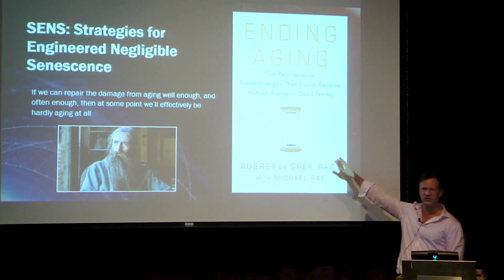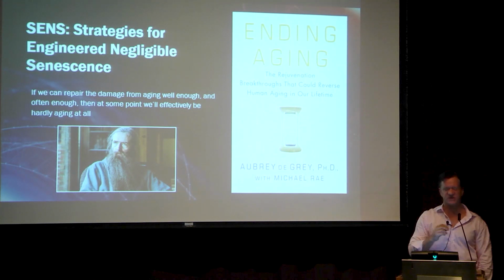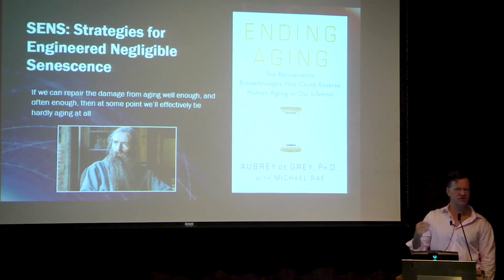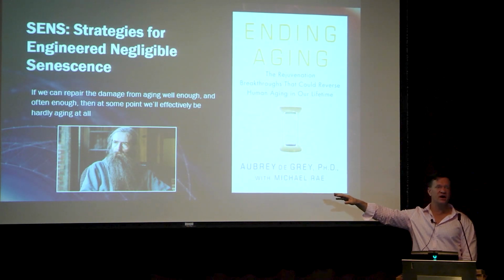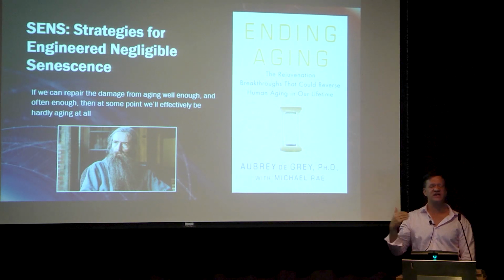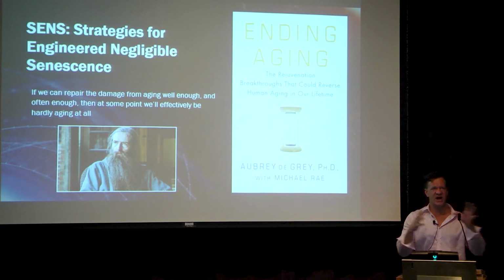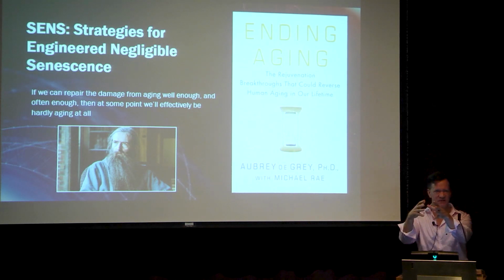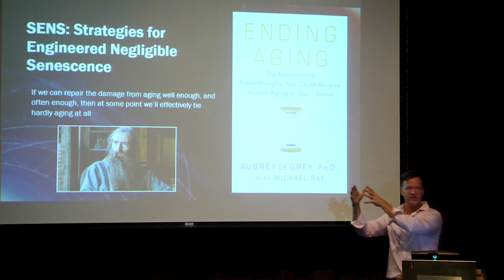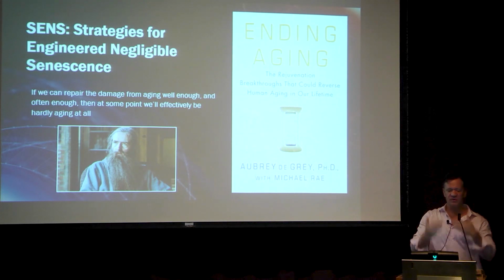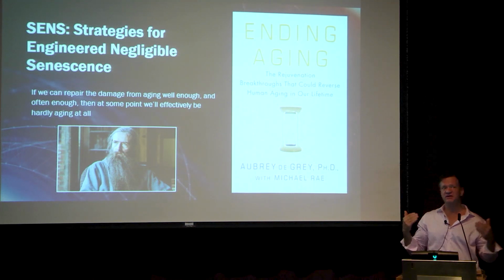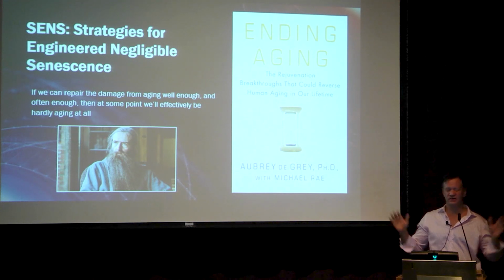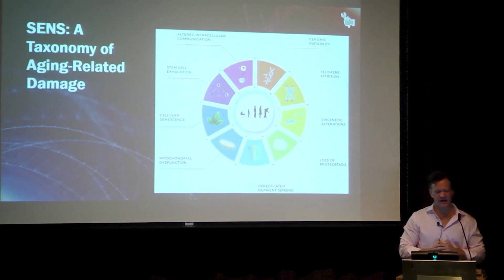But this book takes you through the entire concept of SENS. SENS stands for Strategies for Engineered Negligible Senescence. I talked at the beginning of the talk about antique Model Ford cars that are still running 100 years later because they're continually repaired. And I talked about having a taxonomy of different types of damage that occur inside the human body so that we can have a way to focus our efforts and say, how do we tackle this type of damage? How do we tackle this other type of damage? How do we tackle this third type of damage, right? And if we repair the damage from aging well enough and frequently enough, then at some point, we'll effectively not be aging at all. That's the theory anyway. I don't think I'm doing it yet, but I'd like to be doing that someday.